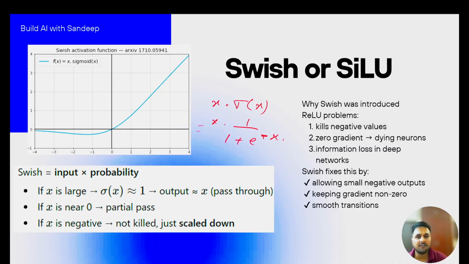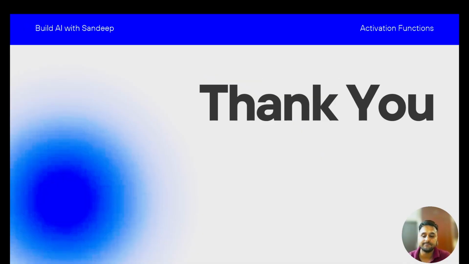And we know that if x is large, sigmoid gives us a value closer to 1 and the output is x passed through. If x is near 0, then it partially passes. If x is negative, then it is not killed but just scaled down. And this is the graph of the Swish activation function, and it is similar to the GELU activation function. So this also helped us to train transformer based models, but GELU was slightly better than Swish because it plays smartly.